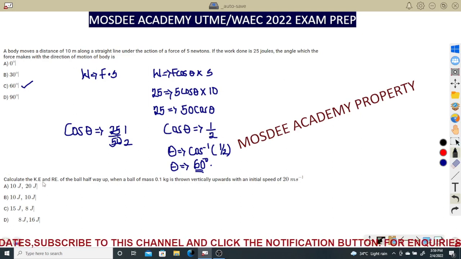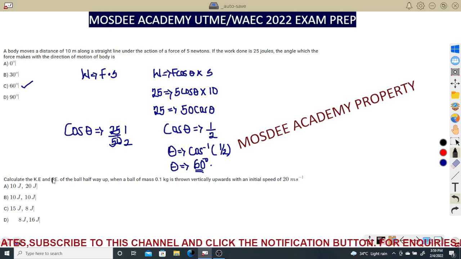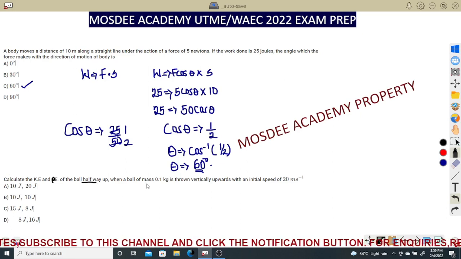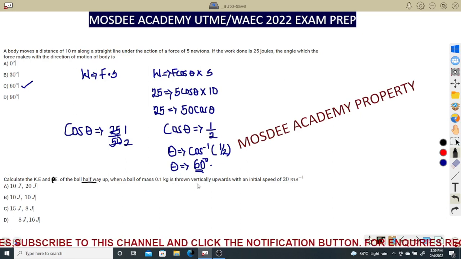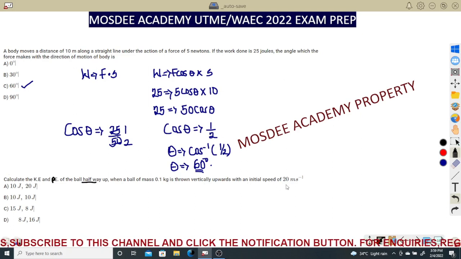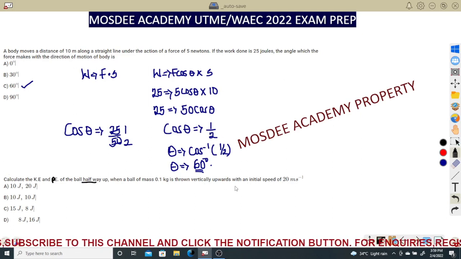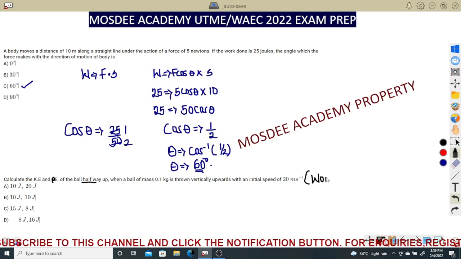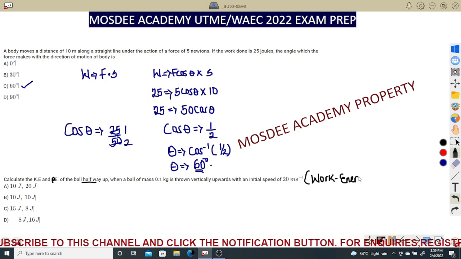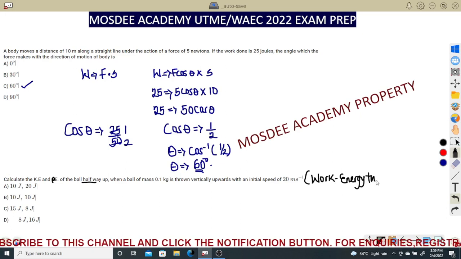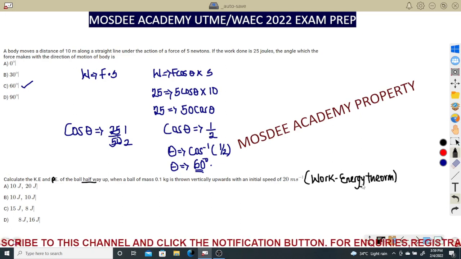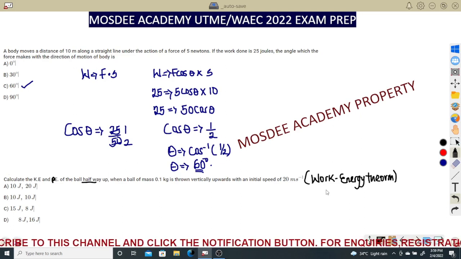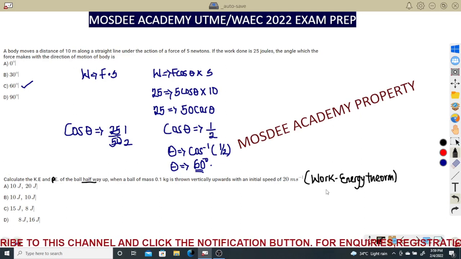So you have to calculate the kinetic energy and the potential energy of a ball halfway up, when a ball of mass 0.1 kilogram is thrown vertically upward with an initial speed of 20 meters per second. Now, we have talked about the work energy theorem. If you are yet to grasp the concept, you can still get something here. About the work energy theorem, what we are talking about is just the work done by a body. For example, work is a transfer of energy. That is the definition. That is, work can be converted to energy and so on and so forth.